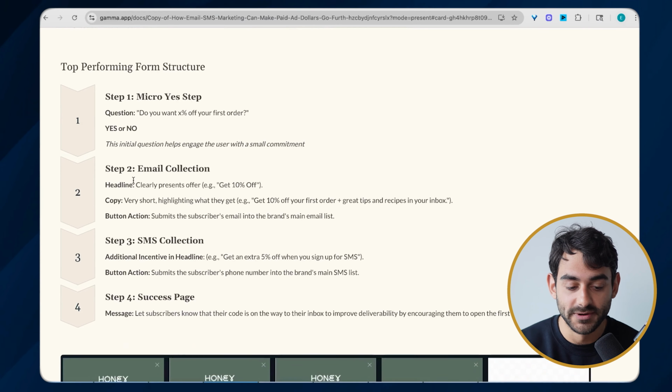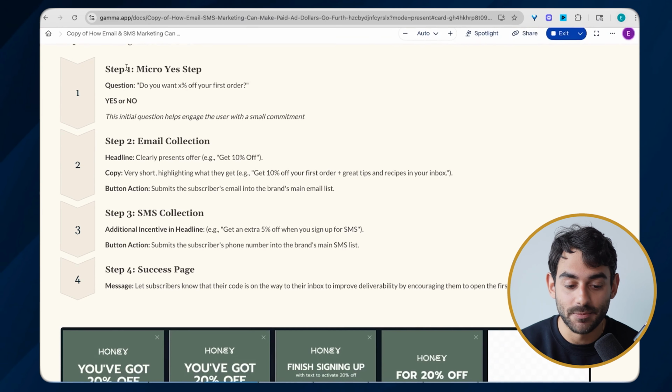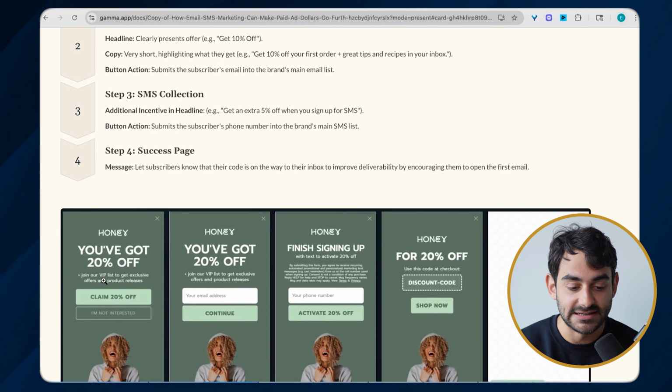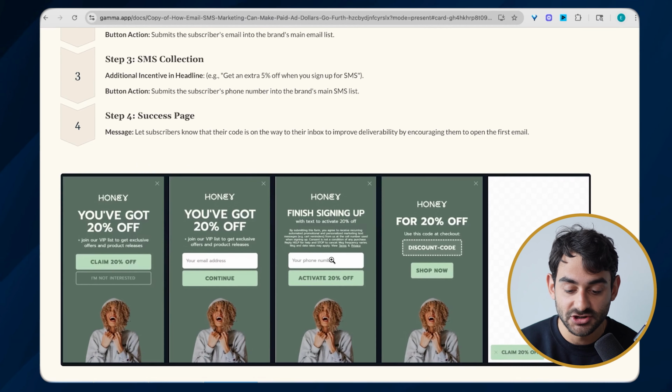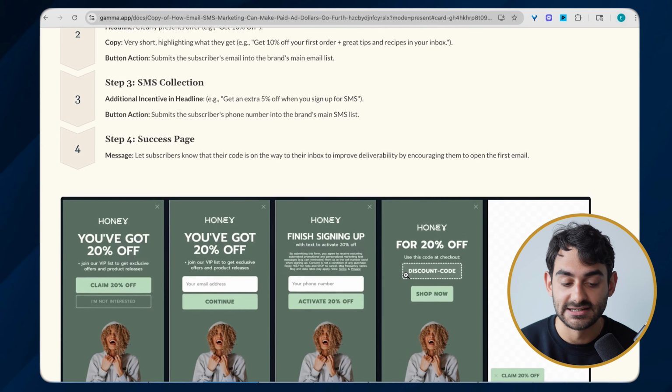In terms of the top performing form structure, like I said, step 1 should be a micro yes, like you can see here. Step 2 should be email collection. Step 3 should be SMS collection. And then step 4 should be a success page. So once you have a form that's converting over 9% of your site traffic, next up, you need to build out your automated flows to consistently convert these new subscribers as they come into the funnel.